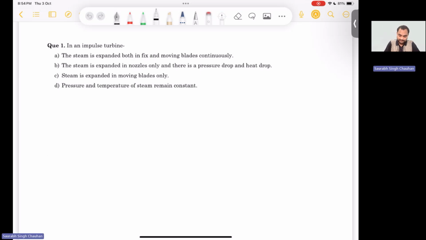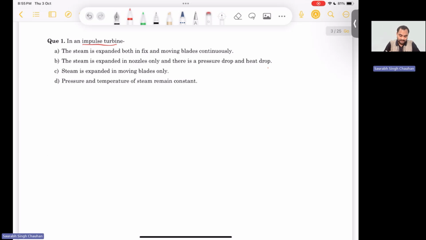Question number one says, in an impulse turbine, there are four options. First, that steam is expanded both in fixed and moving blades continuously. Part B says steam is expanded in nozzles only and there is a pressure drop and heat drop. Part C says steam is expanded in moving blades only. And the last option says pressure and temperature of steam remains constant.